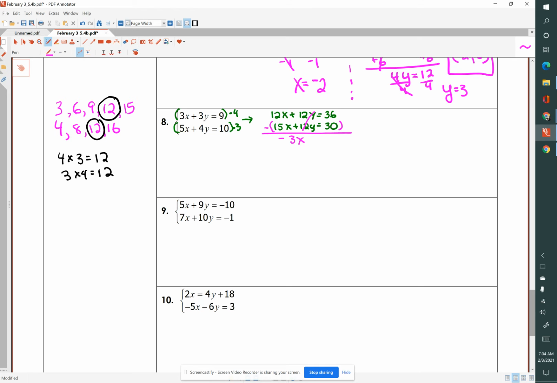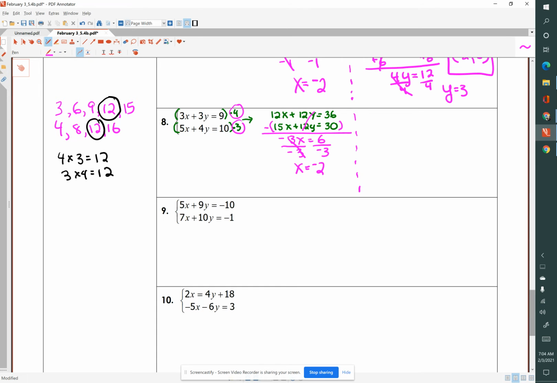And 12 minus 12 eliminates the y's. 36 minus 30 is 6. And then I simply divide both sides by negative 3, and x equals negative 2. So see, this is what we did that was new. We had to multiply both equations to get that matching coefficient.